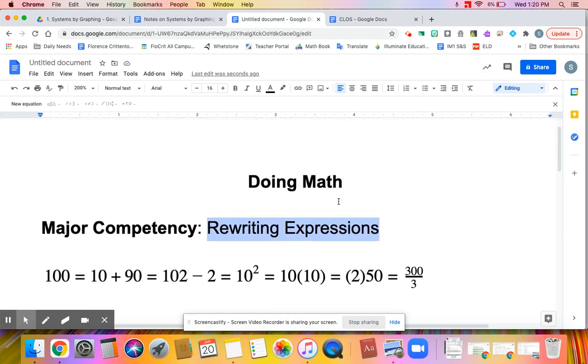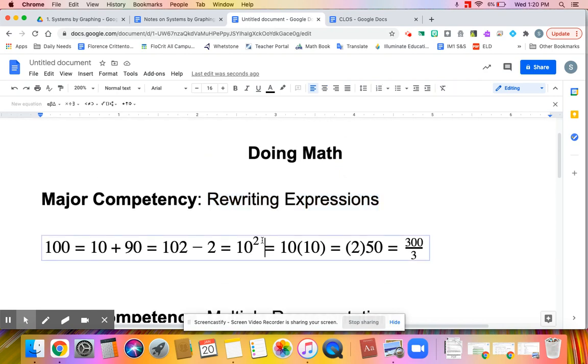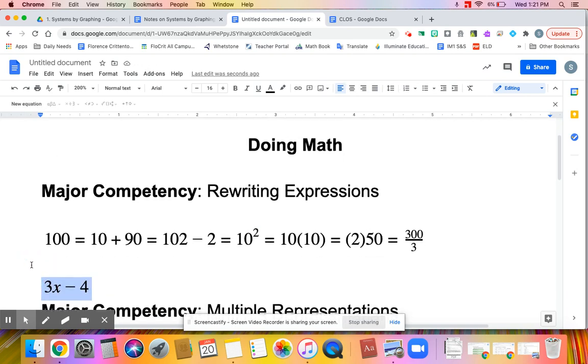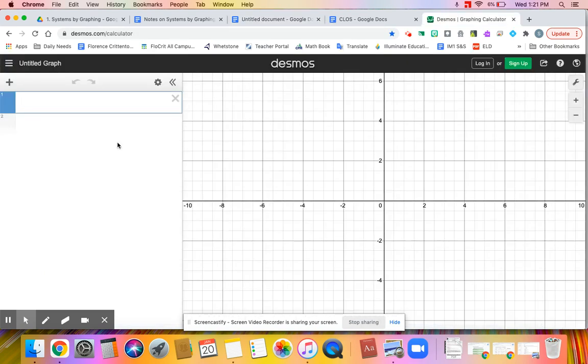So that's one of the major competencies that we have to do. However, all of those equations we give you to rewrite, like for example, I might give you 3x minus 4, and I could write that in many different ways, following different rules. But all of these equations that we make in math, they all exist because in real life, every single thing in the world has an equation to it.